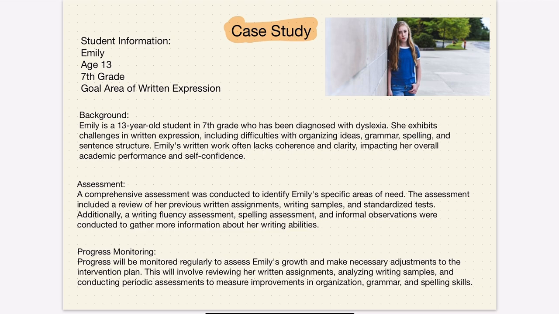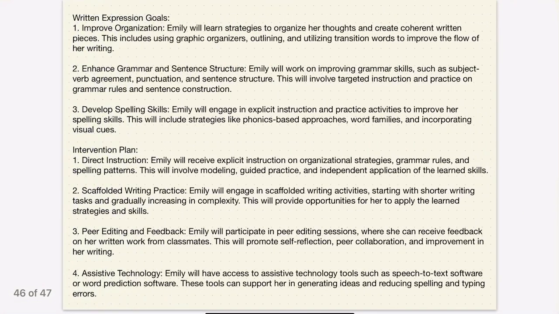So you have Emily here in 7th grade who's having difficulty in her classrooms with assignments related to written expression. Here are her current goals. She has a goal on organization when it comes to writing. She has a goal with grammar and sentence structure, and she has a goal related to spelling skills. There's an intervention plan that you've inherited that involves direct instruction, some writing practice, and some peer editing.